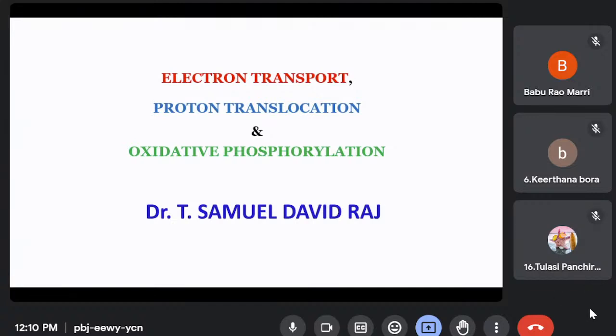Okay. So yesterday we have discussed the structural organization of the electron transport chain. What are the two important components of the electron transport system? It is the respiratory complexes and the mobile carriers. Good. How many respiratory complexes are present?